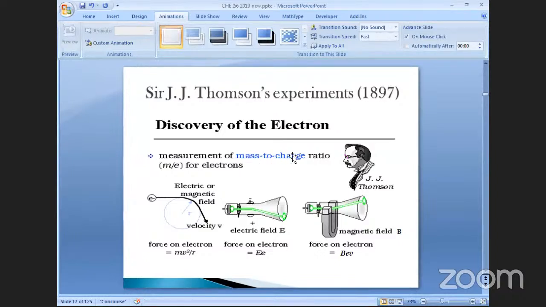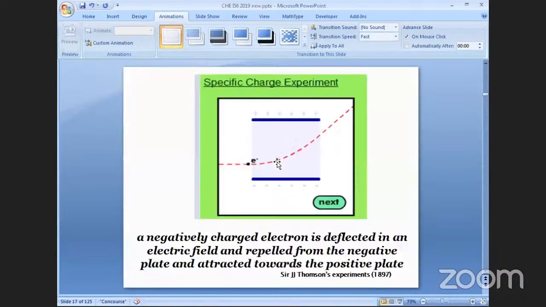So what we will get at the end of this session is the mass to charge ratio, the value for the mass to charge ratio. So please go on with me.